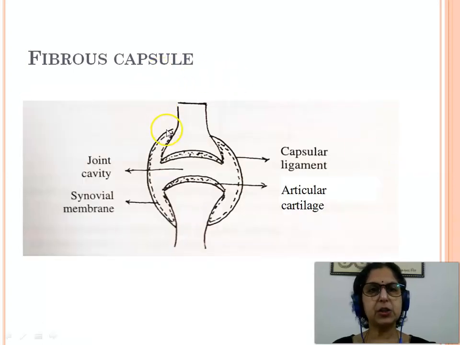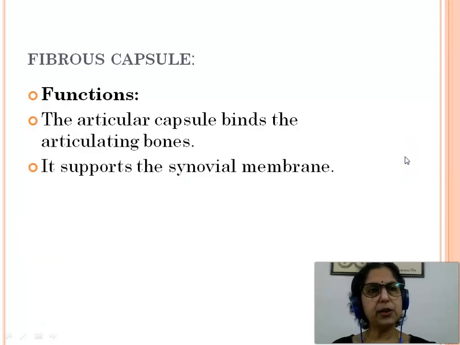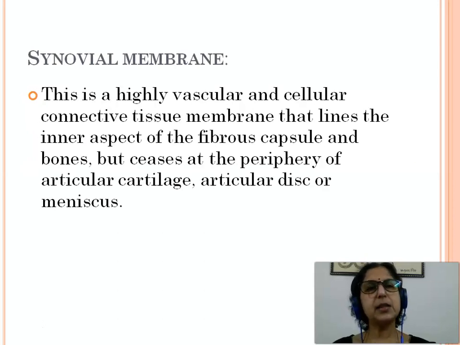This picture here shows us the outermost fibrous capsule or the capsular ligament attaches to the bones very close to the articular surfaces and the articular cartilage. Function of the fibrous capsule. The articular capsule binds the articulating bones and it supports the synovial membrane which lies just on the inner aspect of the fibrous capsule. Next, we study the synovial membrane.